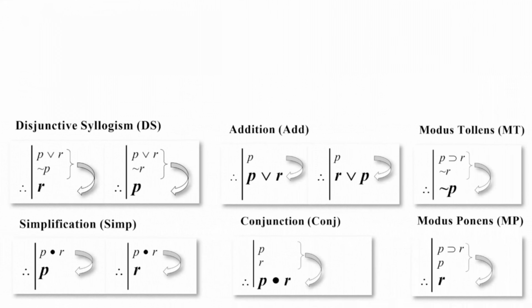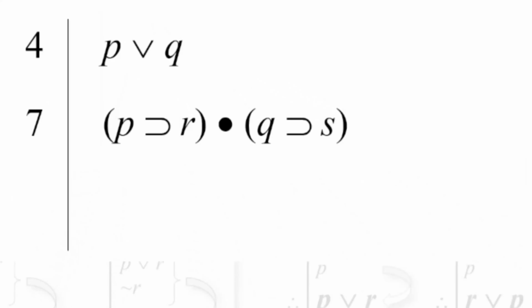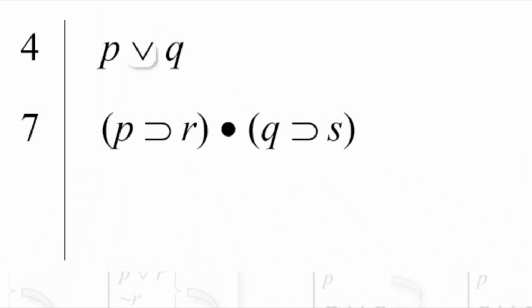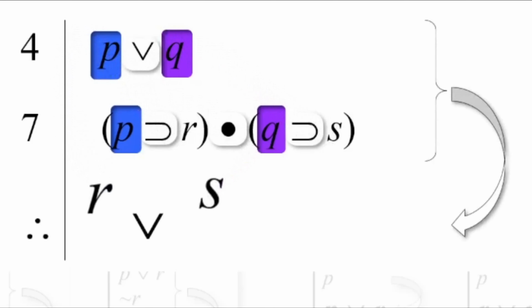Constructive dilemma is our seventh rule. It basically allows us to use the information that is contained in a disjunction and a conjunction of two conditionals. Moreover, the antecedent of the first conditional must match the first disjunct. The antecedent of the second conditional must match the second disjunct. If these conditions are satisfied, we are allowed to infer a disjunction of the two consequents.